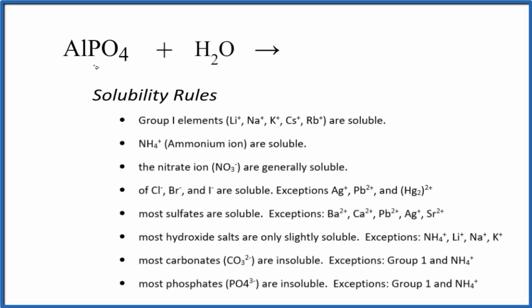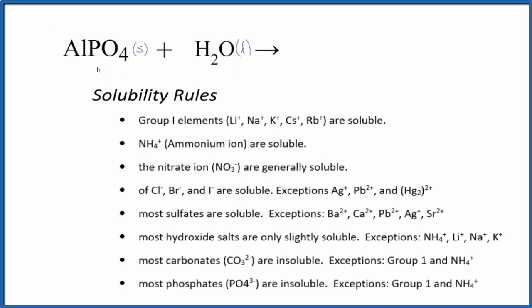In this video, we'll write the equation for AlPO4 plus H2O. This is aluminum phosphate plus water. So we'll take solid aluminum phosphate and we'll put it in liquid water. And we want to know what the equation is.